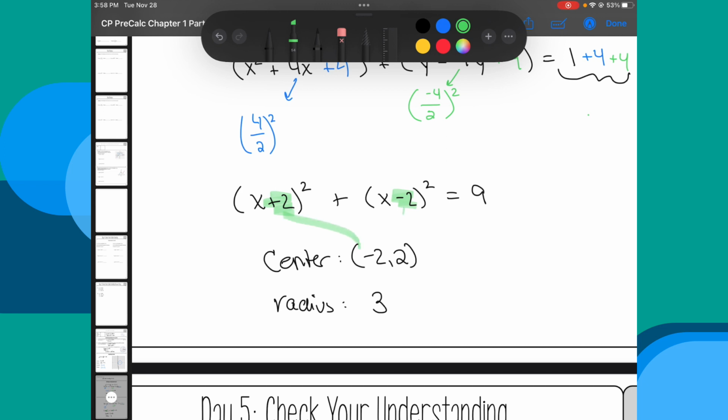Notice that they're changing signs. And then I'm taking the square root of what it's equal to, to get to my radius. So that's the equation of a circle and how we can go between standard form and general form, and be able to graph and go back and forth between equations.